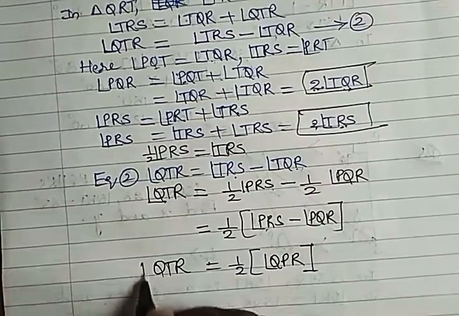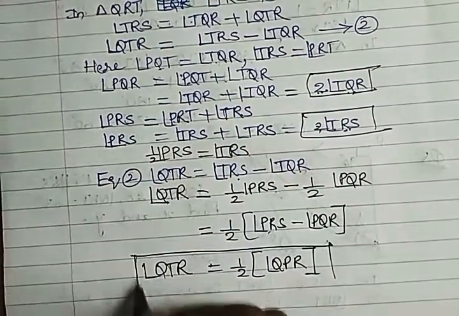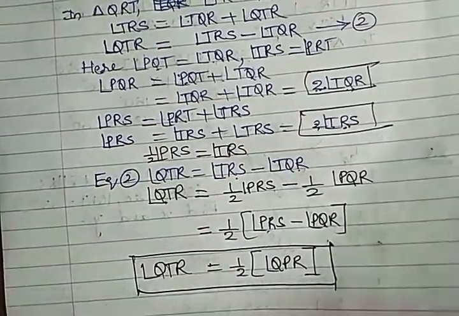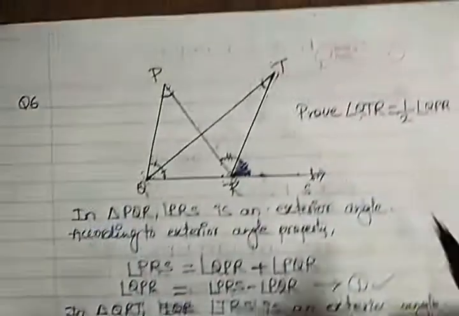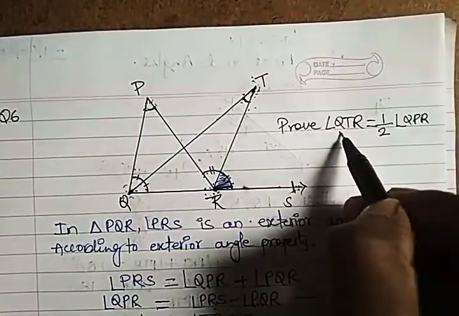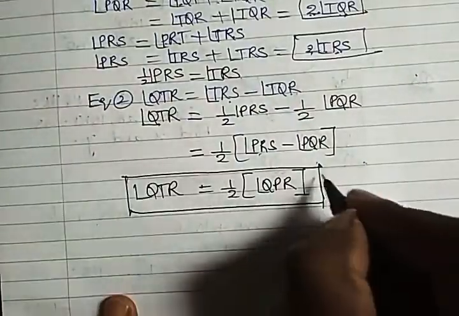QTR is equal to half of it. So what have we done here? We have got our answer. What are we asked to prove? QTR is equal to half QPR. So that's what we have proved at the end.